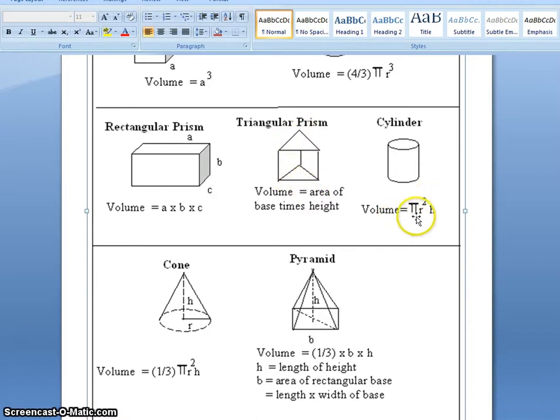Cylinder, that's a pi symbol. It is pi times the radius squared. So you got to find the radius of this circle here, radius squared, times the height of the cylinder.